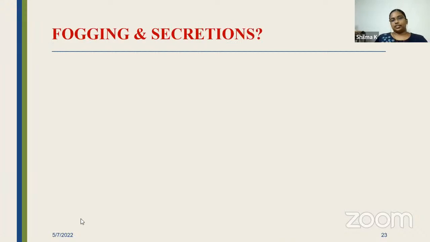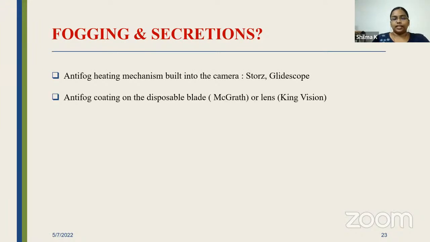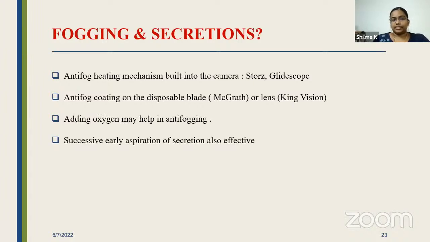And fogging and secretions are a common problem in video laryngoscopes. But there are anti-fog heating mechanisms built into the camera, like in Storz and GlideScope. And there is anti-fog coating on the disposable blade, like in McGrath, or on the lens, like in KingVision. And adding oxygen may help in anti-fogging, and successive early aspiration of secretions is also effective.